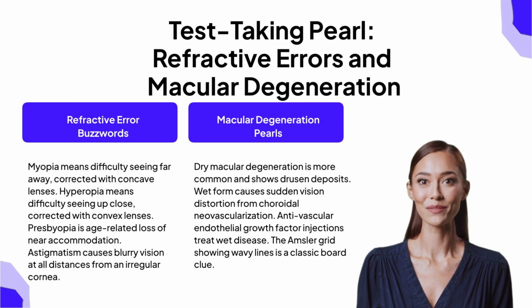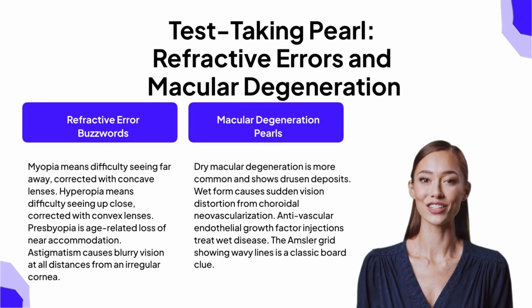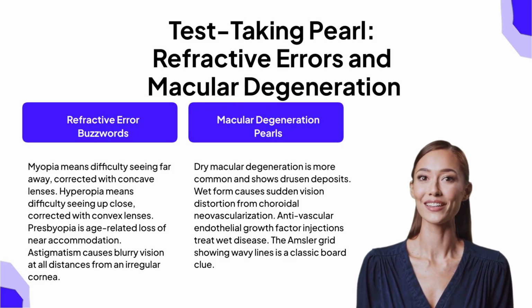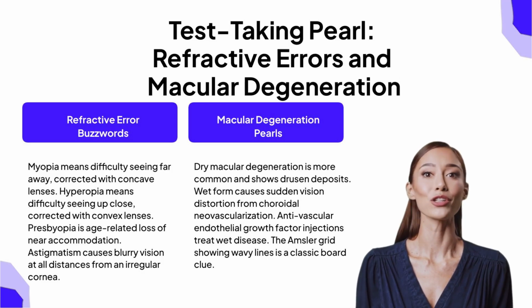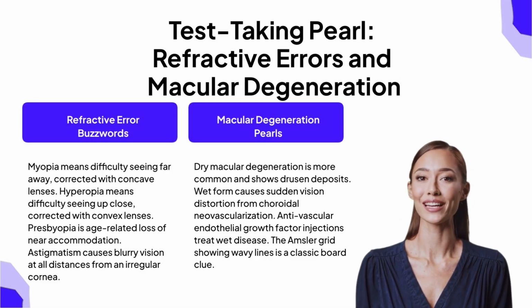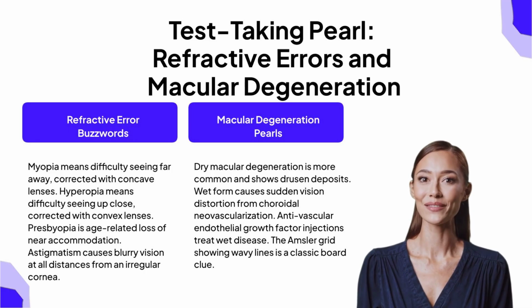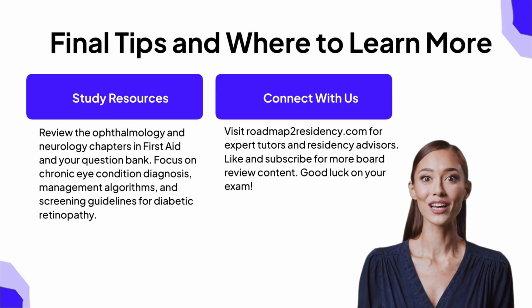The treatment for wet macular degeneration is anti-vascular endothelial growth factor injections. The Amsler grid test is a classic board question clue. When the patient sees wavy or distorted lines on the grid, think wet macular degeneration. That wraps up our review of chronic eye conditions test-taking strategies for Step 2.